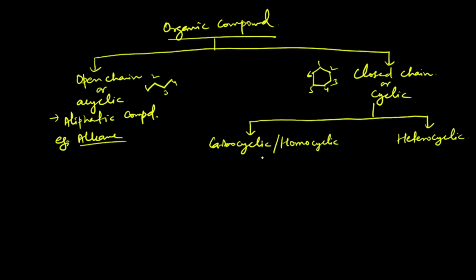Now carbocyclic. What does carbocyclic mean? Carbocyclic means all the members present in this cyclic compound are carbon. That's why carbocyclic. Homocyclic means homo is same, so the same element is there in the entire cycle. The backbone is formed with the same type of element. All are carbon: CH2, CH2, CH2, CH2, CH2, CH2. So this is homocyclic or carbocyclic. Even this is an example of homocyclic or carbocyclic. This is aromatic, because further we are going to classify this. So this is also carbocyclic or homocyclic.